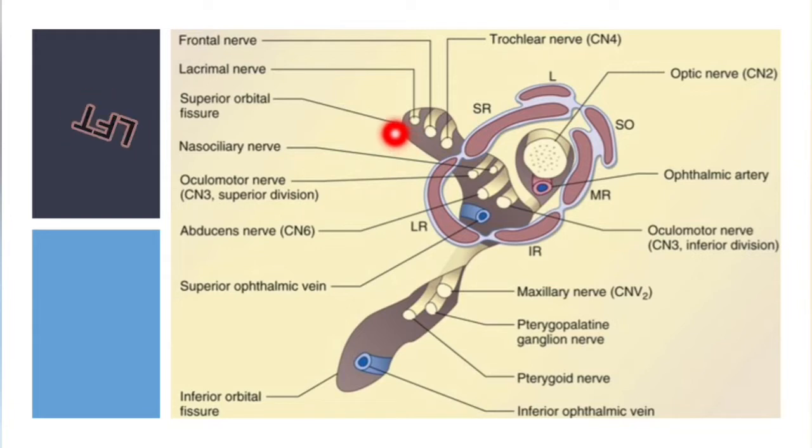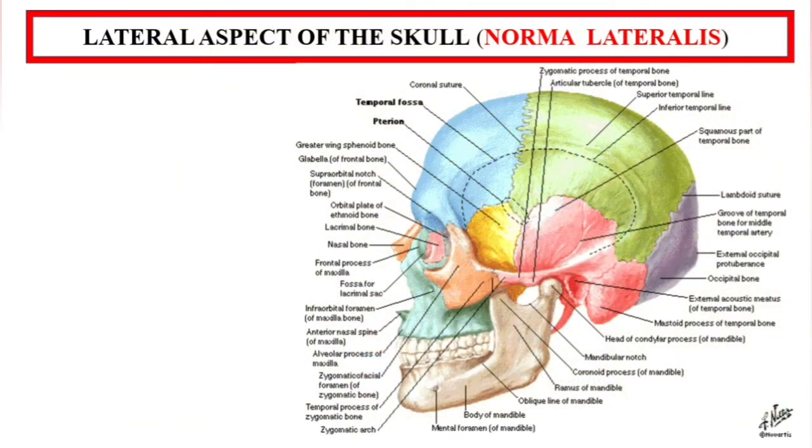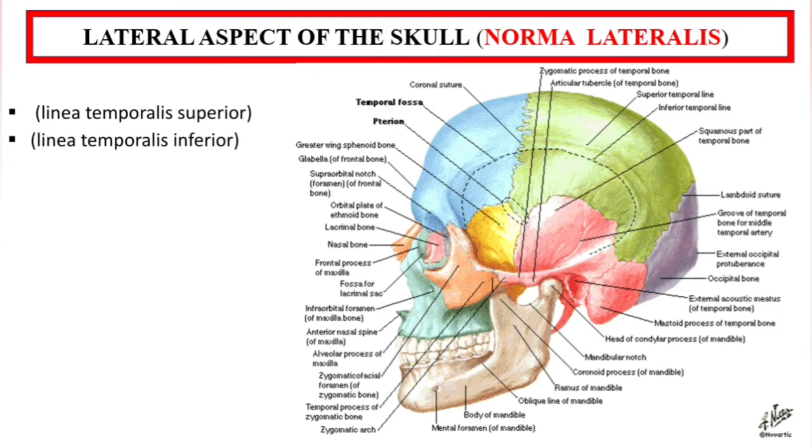Liver function test. Okay, the next part, the lateral aspect of the skull, norma lateralis, right? So what do you find here? If you look, the first prominent thing you will see is the superior temporal line, linea temporalis superior. And below it, you will find the inferior temporal line, linea temporalis inferior, right? Then there is this arch called the zygomatic arch, right?